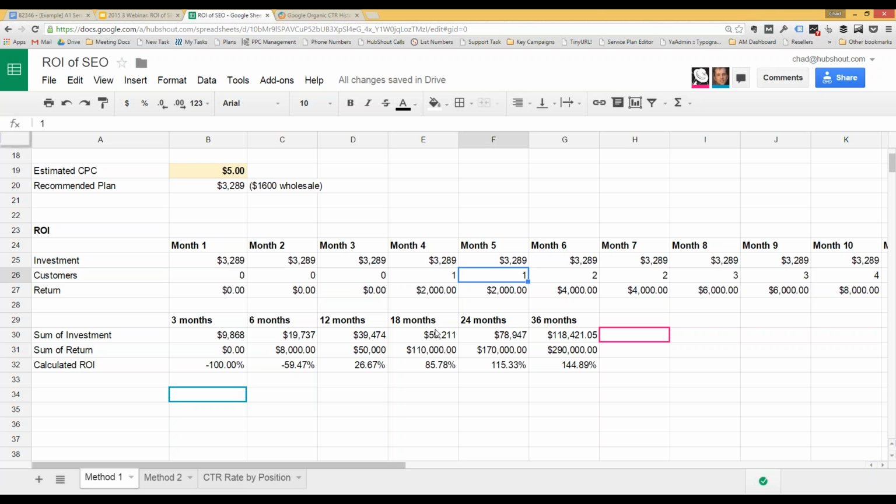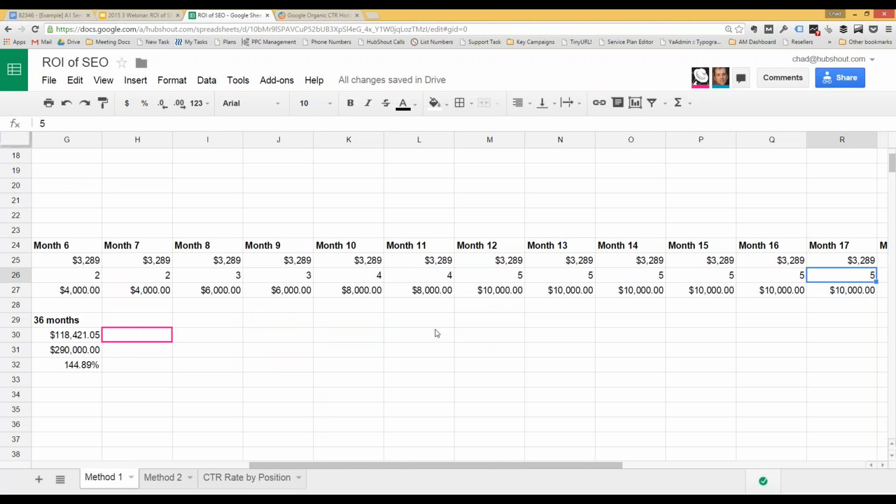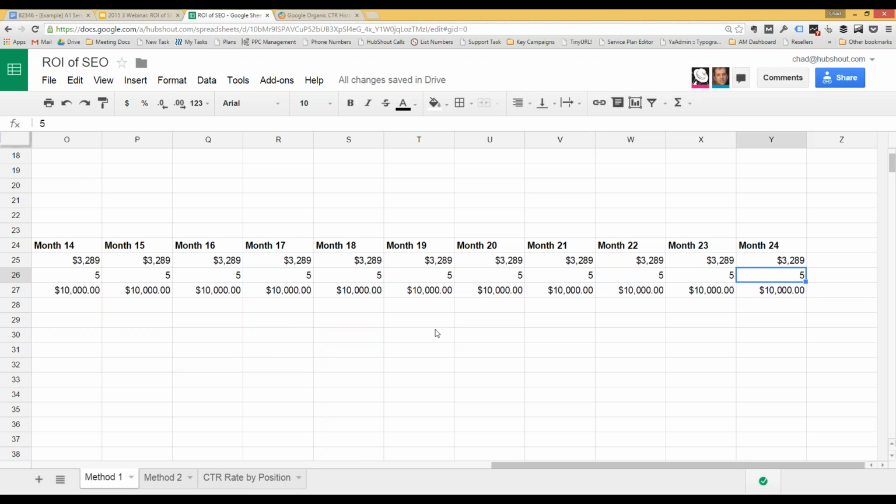Same thing in month 5. We're just starting to get there. We turn another one into a customer. We're getting a few more rankings in month 6. We get 2 customers. Month 7, we get 2 customers. Month 8, we get 3 customers. Month 9, we get 3 customers. It's not until the end of the first year, month 12, that we're at the place that guy wanted to be, the 5 leads a month. So it took us a whole year to get there. But then all the way from month 12 out to month 24, we stay right where he wants us to be, which is 5 customers, and he's still paying $32.89 a month that whole time.